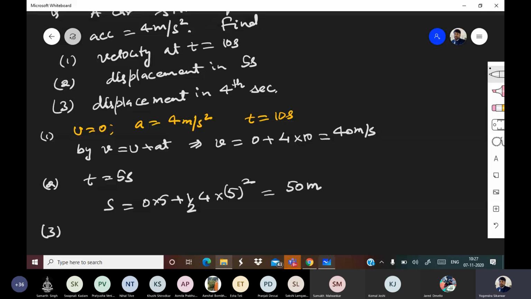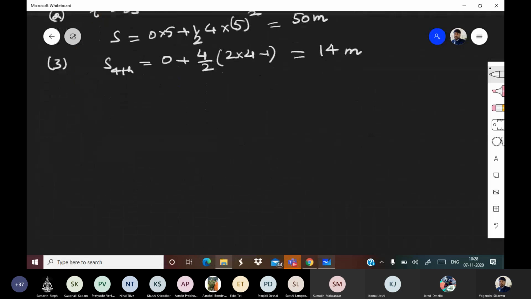Now in the third part, displacement in the fourth second. So we need to find S nth or S fourth, which is equal to u, which is 0, plus a by 2, which is 4 by 2, into 2n minus 1. So 2 into 4 is 8, 8 minus 1 is 7, and 7 into 2 will be 14 meters. So this will be the answer. All right.